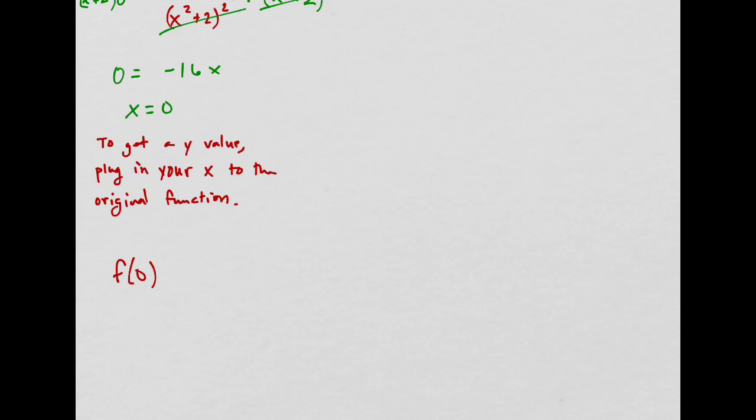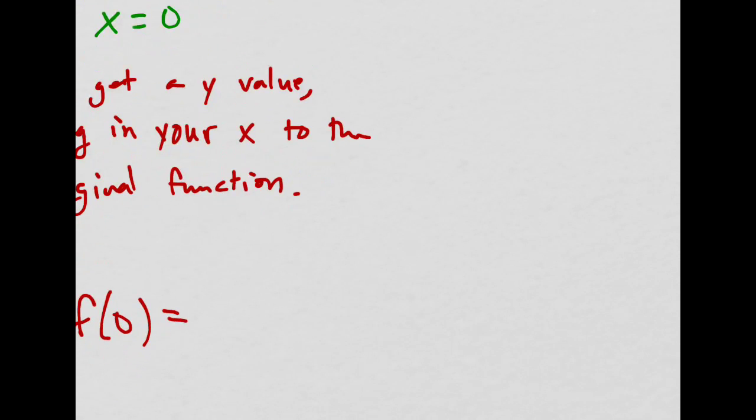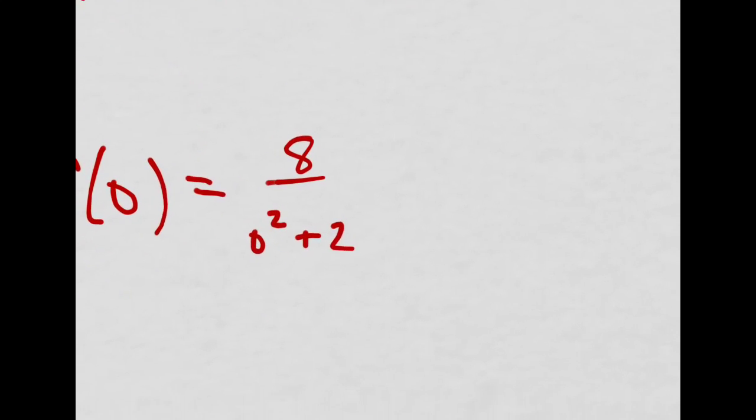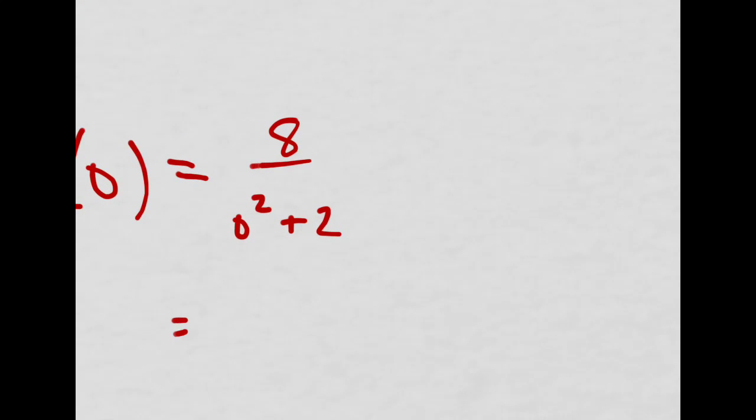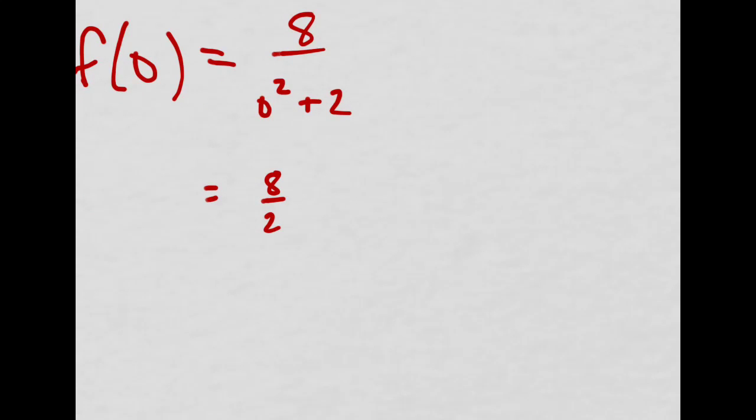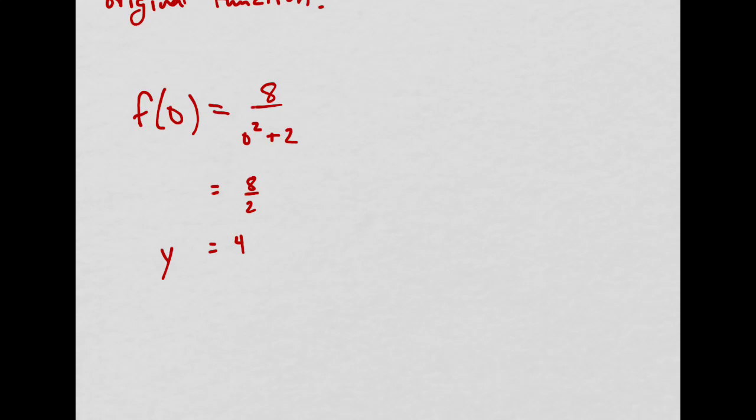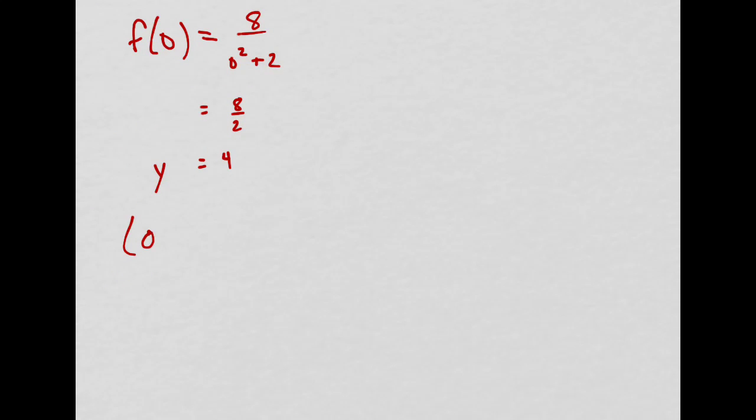f of 0 is equal to 8 over 0 squared plus 2. Yes. 0 squared is just 0, so this is 8 over 2, which is 4. So my y value is 4, and here's my answer: 0, 4. That's where the normal line is vertical. Sweet! We're done with that problem.